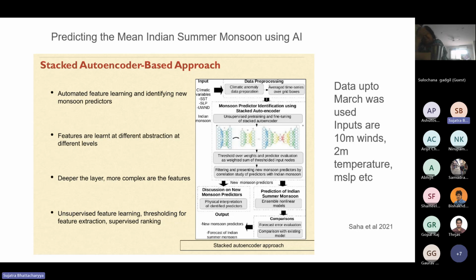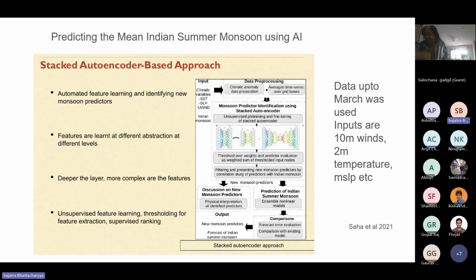And the inputs we used were simple: 10 meter winds, 2 meter temperature, and sea level pressure. And we used what we call a stack encoder. In simple words, it is nothing but a traditional dimensionality reduction technique. We have data from all these variables for various months. Let's say when you are looking at JJ, you would take data typically up to April when you do the forecast. Take the 6 months data and use it to train your model.